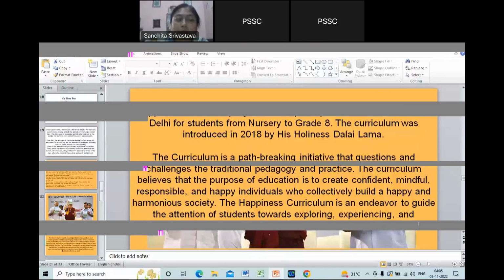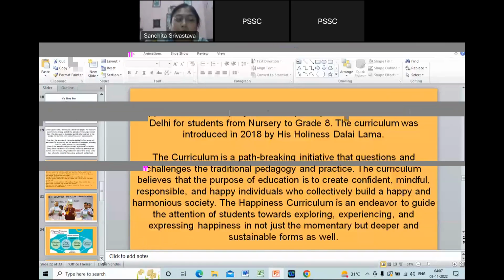Here you see in this slide, there are 3 different forms: momentary happiness, deeper happiness, and sustainable happiness. Now, what is momentary happiness? Momentary happiness is happiness for a particular moment. For example, you give a chocolate to a child. You just give a chocolate and the child becomes very happy with that chocolate. After the chocolate is over, the happiness is over.